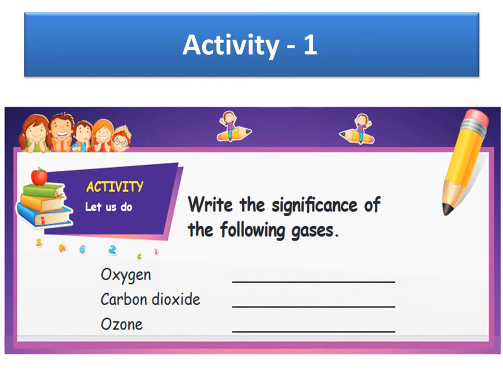A small activity for you. Write the significance or importance or use of the following gases: oxygen, carbon dioxide, ozone. 3 gases importance or the use. You have to write in your textbook, page number 174. Using pencil, you write. Take a snap of it and send it to my personal WhatsApp number.